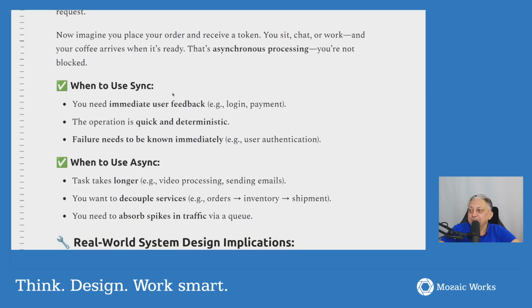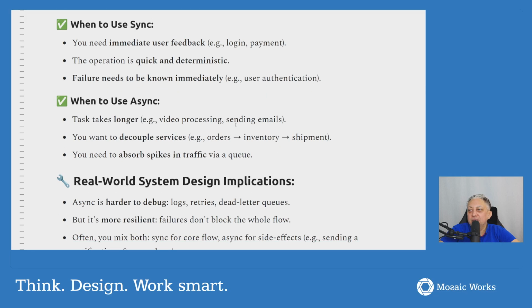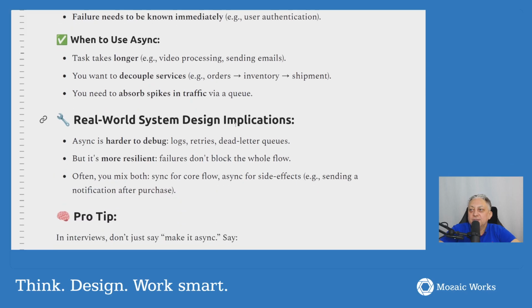So when to use sync, you need immediate user feedback. The operation is quick and deterministic. Failure needs to be known immediately. When to use async, tasks take longer. You want to decouple services. You need to absorb spikes in traffic via a queue.